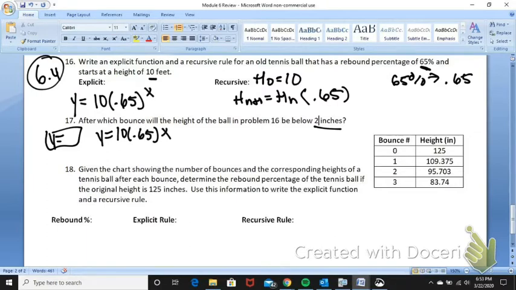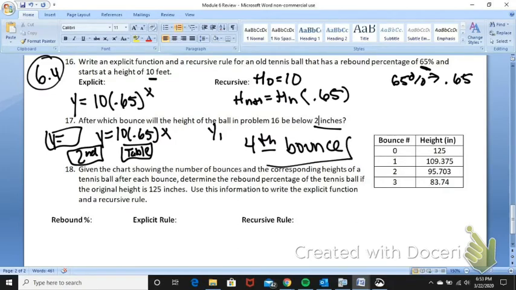Once we have that plugged in, we're going to go second, and then look at the table. So when you end up doing that, we need something that's going to be below 2 inches. So all you have to do is look at your, in this case it's going to be y1, just find when it gets below 2 inches, and it's going to be on the 4th bounce that it does that. So on the 4th bounce, we get below 2 inches, and I'm actually going to show you on the graphing calculator what that looks like when you type it all in.